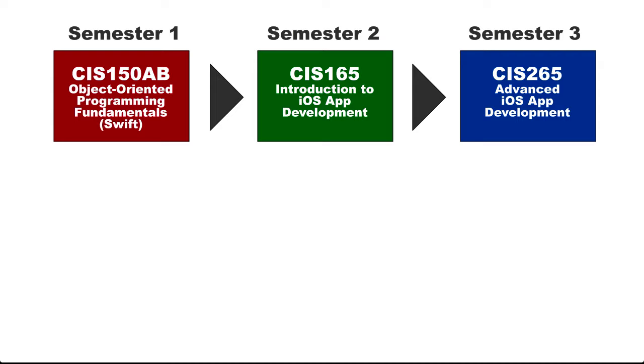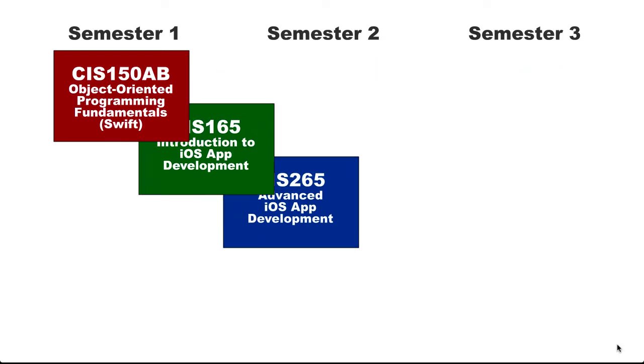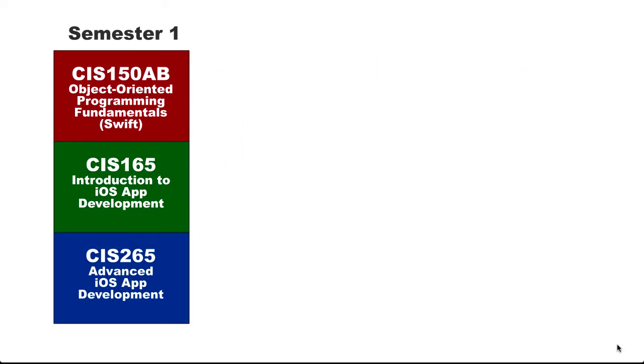And while most campuses teach this as 3 semesters, we do have a sister college that teaches it as 2 semesters, with CIS 150AB being 16 weeks and the other 2 courses each being 8 weeks offered in 1 semester combined. But we're going to do something different at South Mountain Community College. We're going to offer all 3 of these courses together in 1 semester as a cohort. This will be an all-day class that goes on Fridays from 9 to 5.